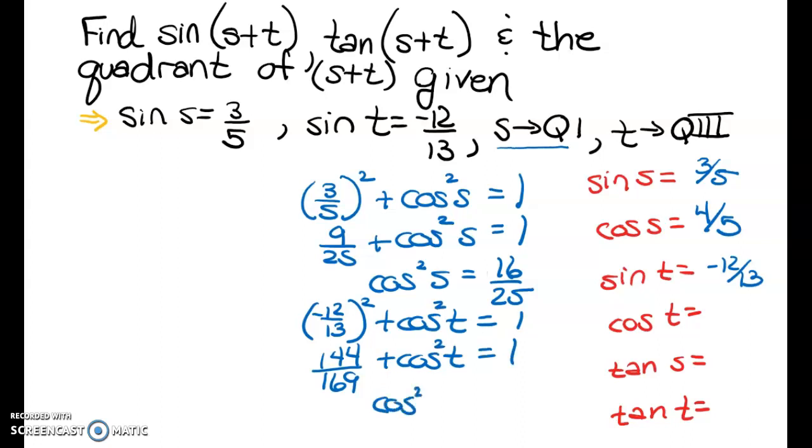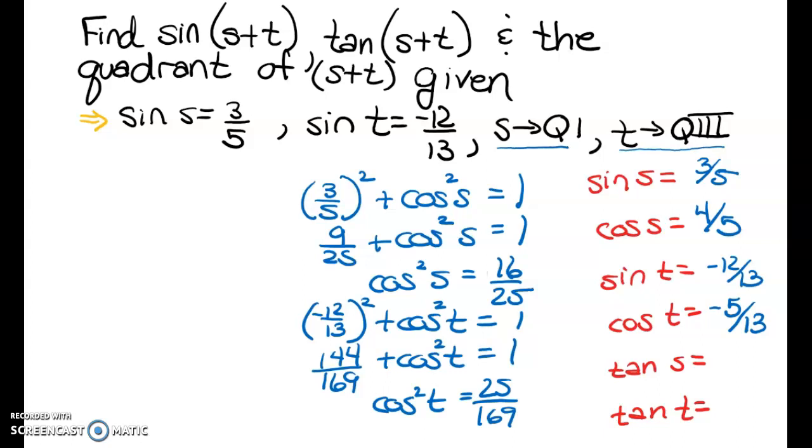And then cosine squared of t is going to be 25/169. So now I need to know, do we want the positive or the negative square root? T is in quadrant 3. So cosine in quadrant 3 is negative, so this one we want negative. So when we take the negative square root, we get -5/13.